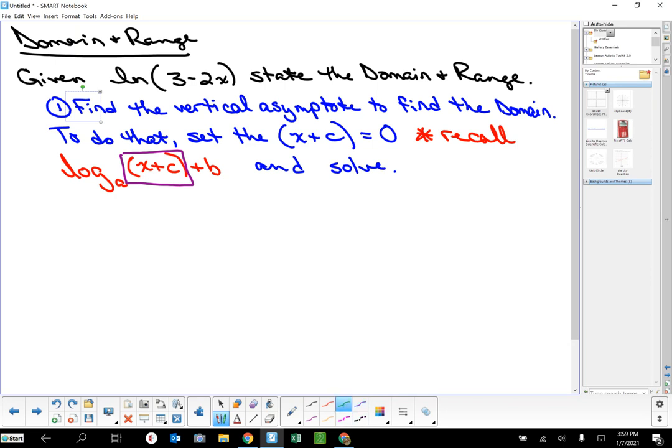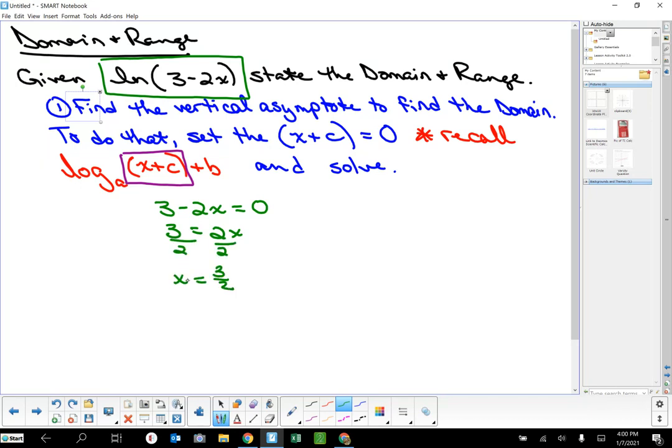Okay, so for this problem, here's our problem that we're given, the natural log of 3 minus 2x. So x plus c is the part in parentheses. So we're going to take 3 minus 2x, set that equal to 0. Move over the 2x, so we have 3 equals 2x. Divide both parts by 2, and you have x equals 3 over 2. Okay, just kind of hang on to that for a minute.